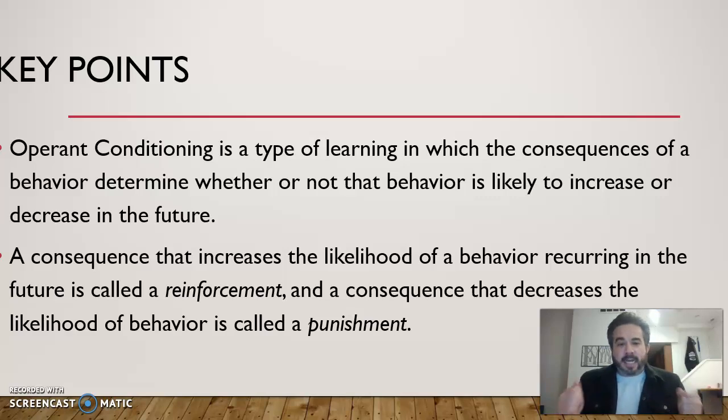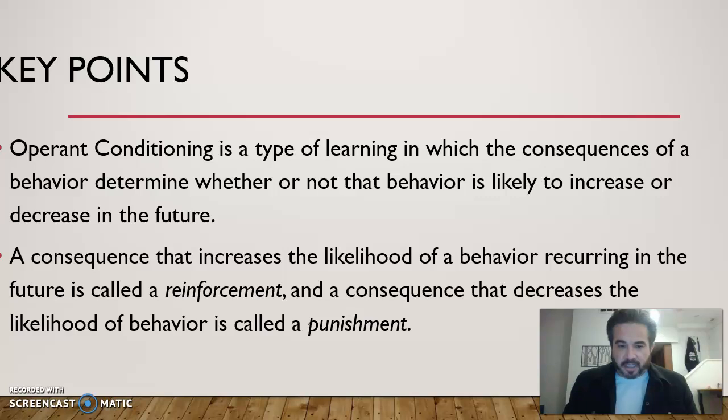Okay, remember, in psychology, when we talk about learning, we're talking about changes in behavior. And so operant conditioning is a type of learning in which the consequences of behavior determine whether or not the behavior is likely to increase or decrease in the future. So we learn as a result of the consequences of our actions. That's basically the gist of operant conditioning. But we need to learn the language of operant conditioning. We can't just get the gist of it. We need to learn how to talk like we know what we're talking about.